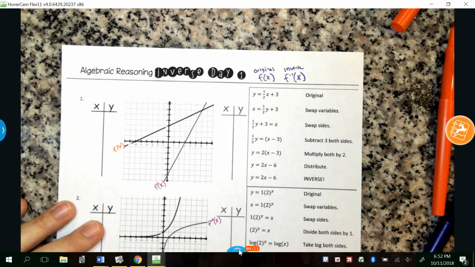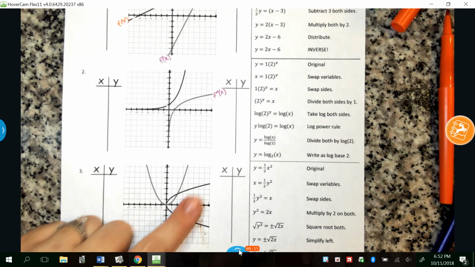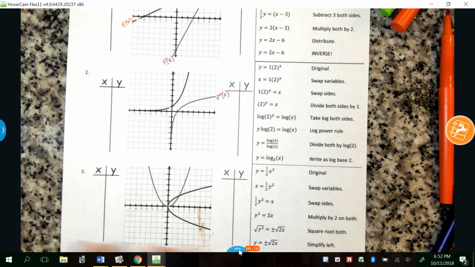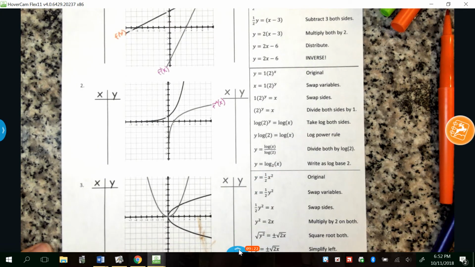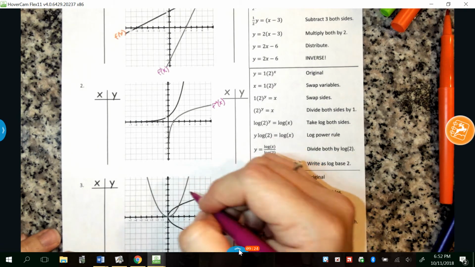Ew, my son had chocolate, so I just got it on my paper. I don't even know how.